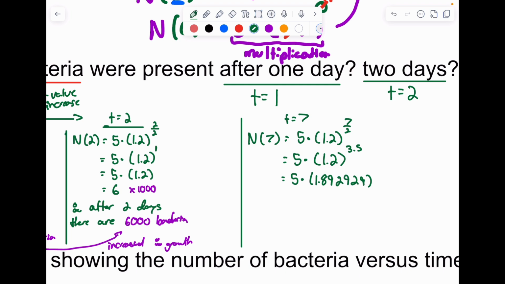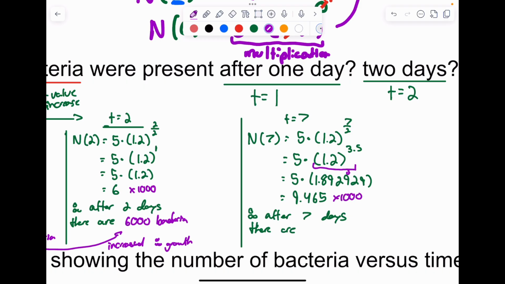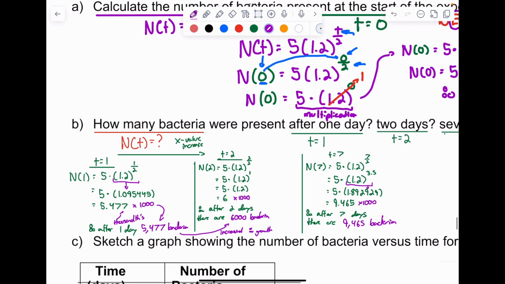So I get 5 times 1.892929, just to write it out. And then I multiply by 5. Just showing you again, you do the exponent math first. Then multiply by 5, and you get 9.465. I'm going to go to the thousandths decimal place. So therefore, after 7 days, there are, times this by 1,000, 9,465 bacteria. It is exponentially growing.